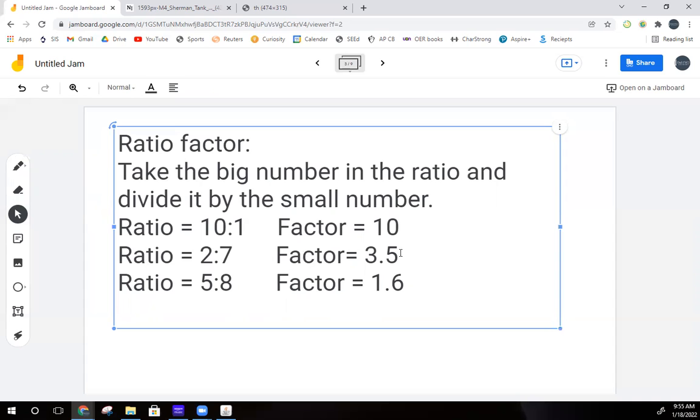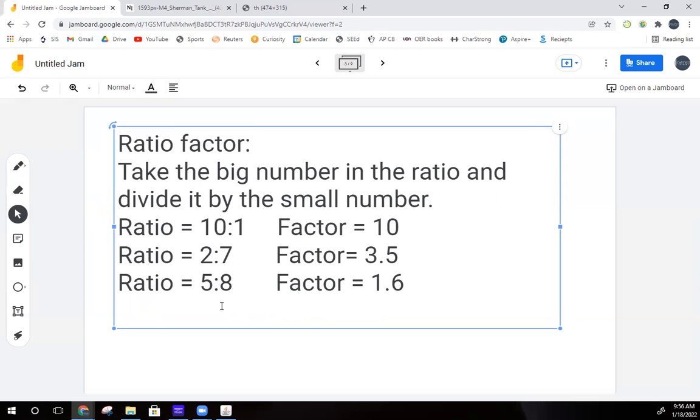Really, what you're determining here is how many times bigger the big number is than the small number. 10 is 10 times bigger than 1. 7 is 3.5 times bigger than 2. And if our ratio is 5 to 8, then 8 is 1.6 times bigger than 5.